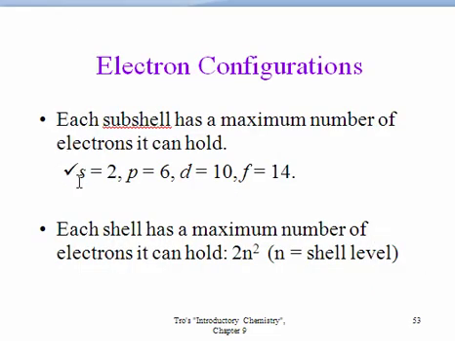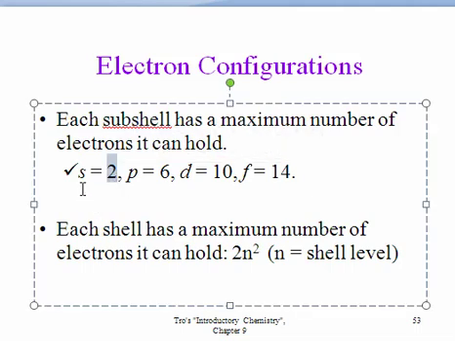So therefore, the S subshell can hold a maximum of 2 electrons, since it only has 1 orbital. The P subshell with 3 orbitals can hold a maximum of 6. The D subshell with 5 orbitals can hold a maximum of 10 electrons, and the F subshell with 7 orbitals can hold a maximum of 14 electrons.